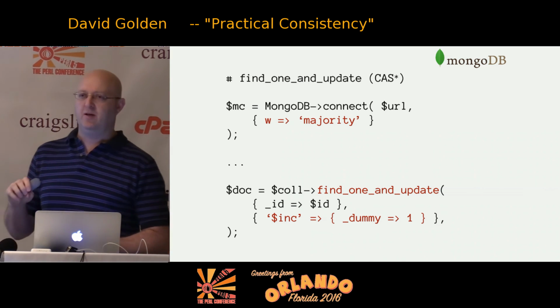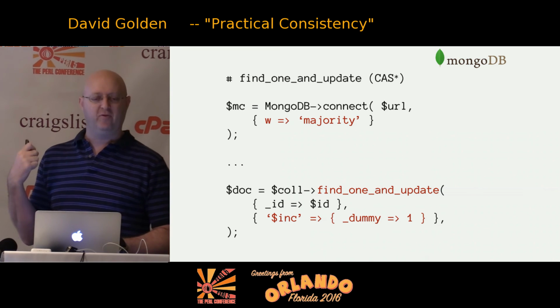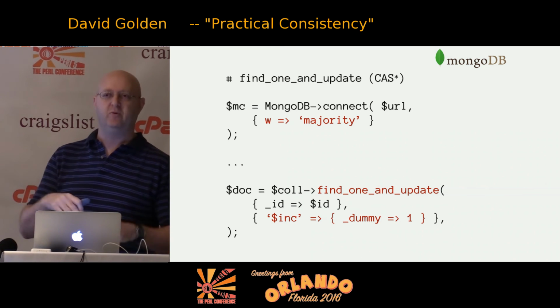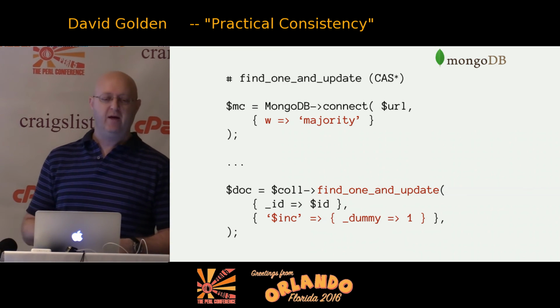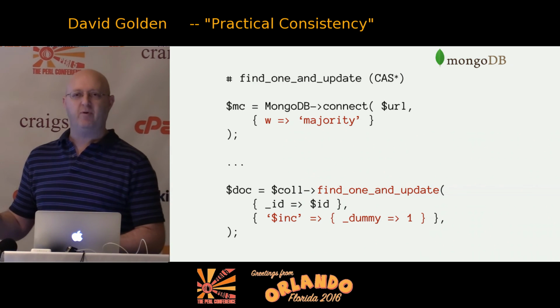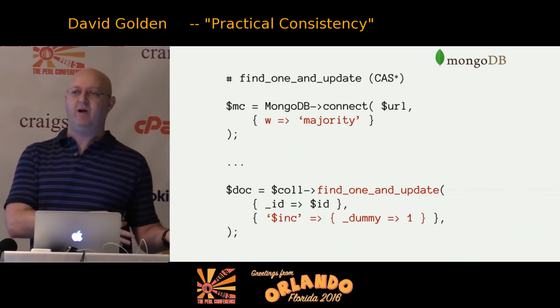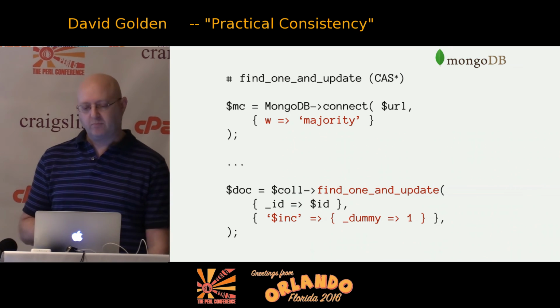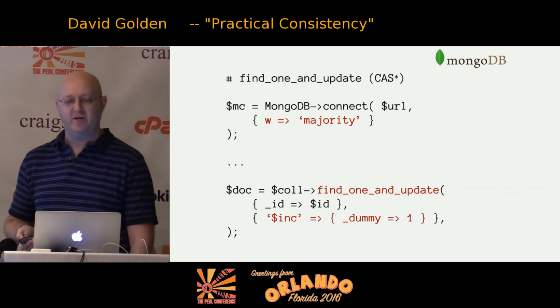It is possible, actually, that in MongoDB 3.4 coming out this fall, there'll be a new read concern level, which will do this automatically without needing to go through the find and update and the dummy increment process. But it's still going to basically pay the cost of a write in order to do a read. So, some of the takeaways from this.